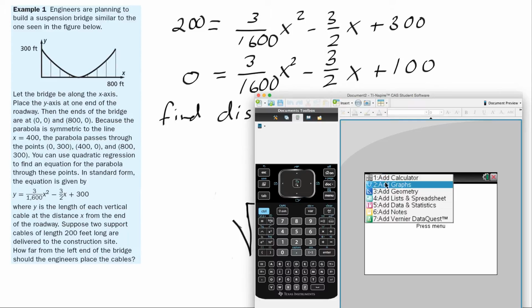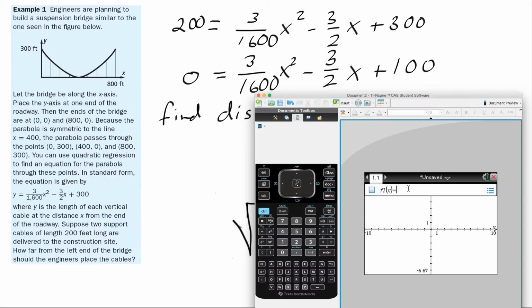Okay, we got our calculator up and running. We'll go ahead and put in our function for this. This is y is 3 over 1600 x squared, so I put it in parentheses, 3 divided by 1600, close parentheses, times x squared. That's going to be minus 3 divided by 2 times x, and that's then plus 300.